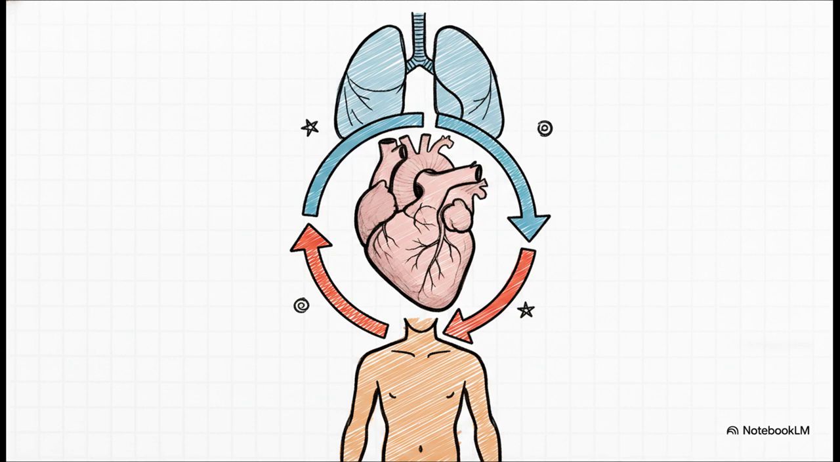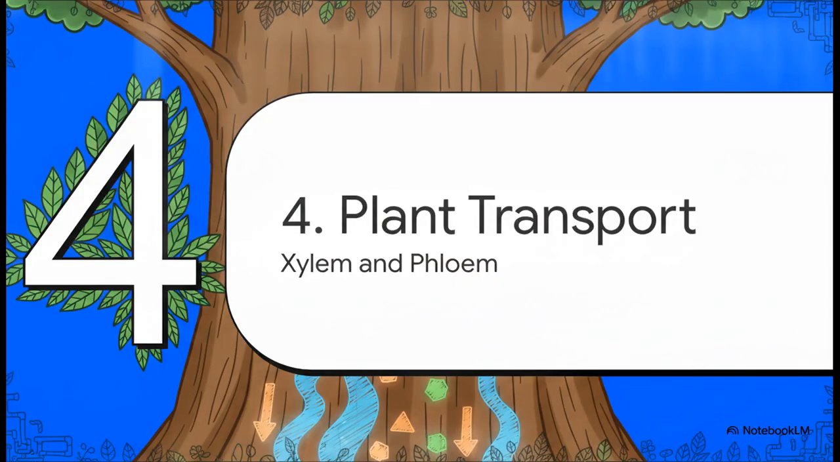You've got 2 completely distinct loops happening simultaneously, completely preventing the mixing of blood. And that, my friends, is double circulation. Let's head back to the forest.